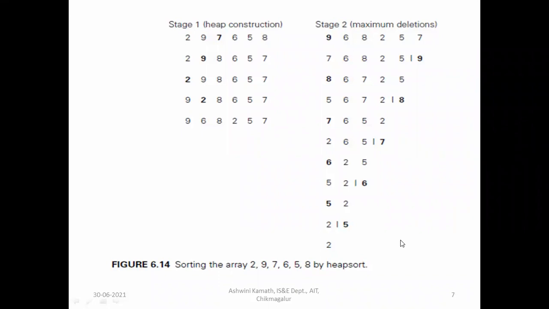You can notice that in the last row, this is the heap constructed using the bottom up approach: 9, 6, 8, 2, 5, 7. For that we are going to apply maximum deletion. When we apply maximum deletion, 7 and 9 will be exchanged and 9 will get its final position.